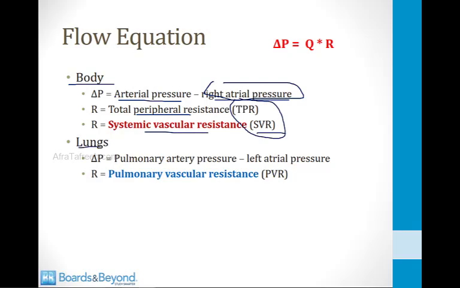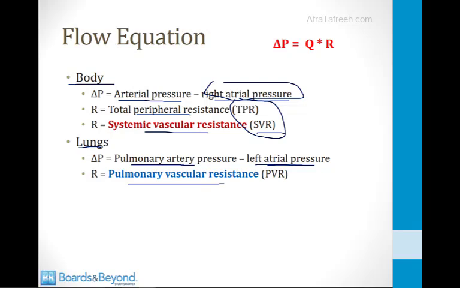And then if we're talking about the lungs, the pressure change as blood moves through the lungs is equal to the pressure in the pulmonary arteries minus the pressure in the left atrium. After blood moves through the lungs, it returns to the left atrium at a pressure equal to the left atrial pressure. And the resistance as blood moves through the lungs is called the pulmonary vascular resistance, or PVR.